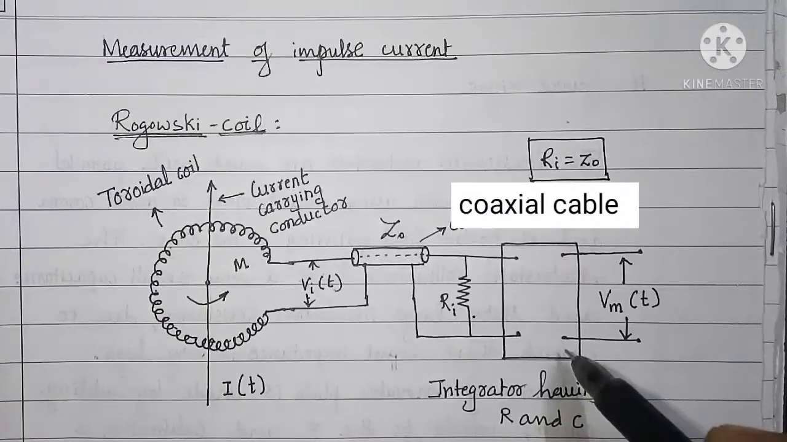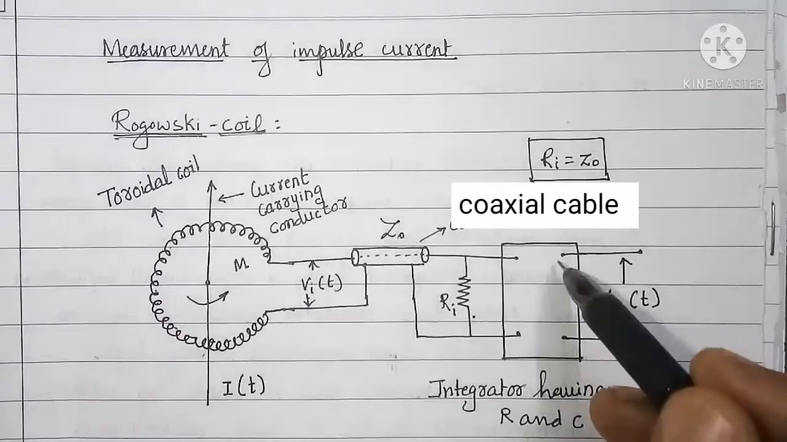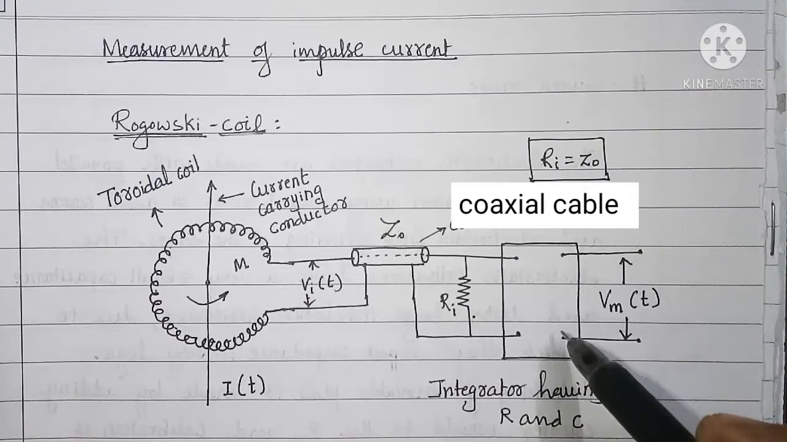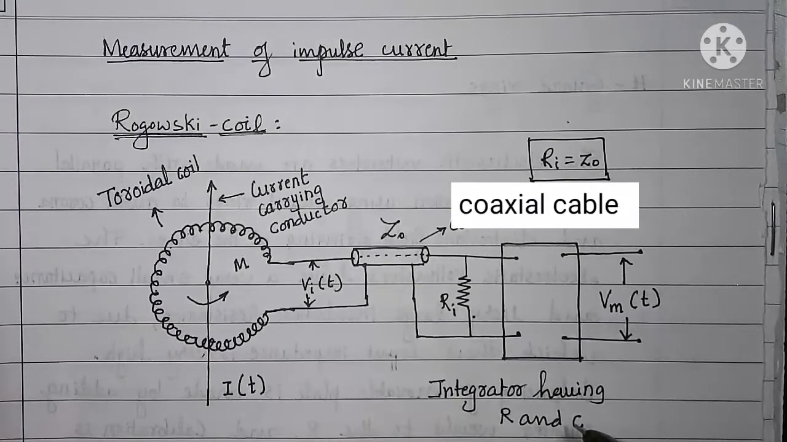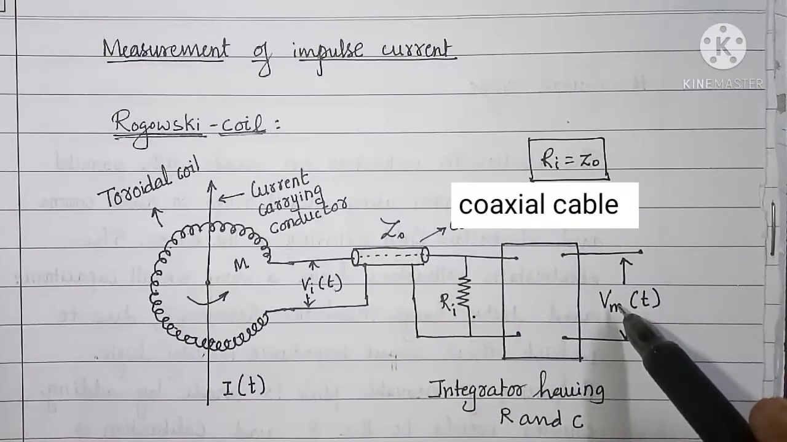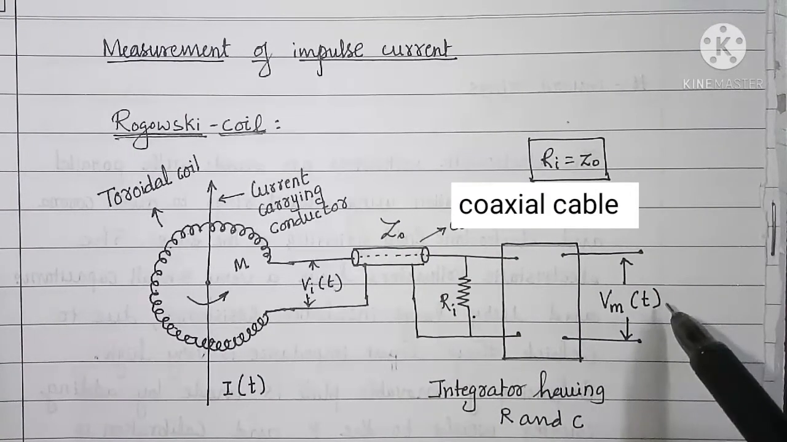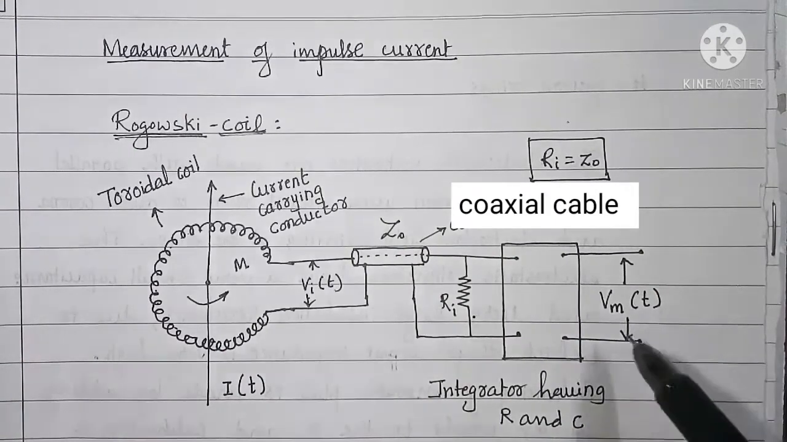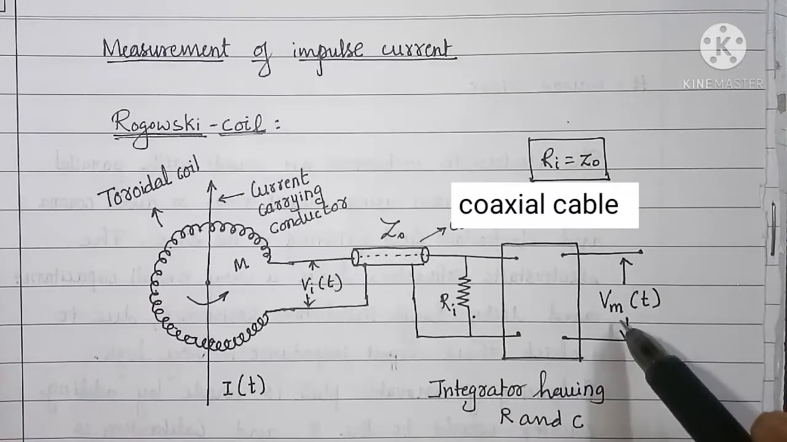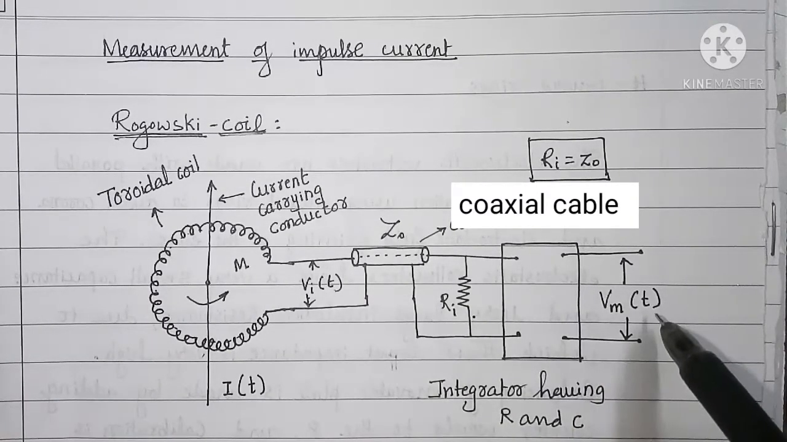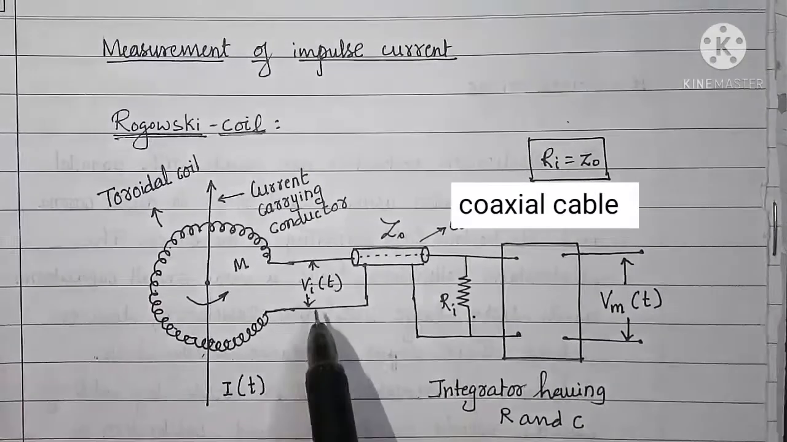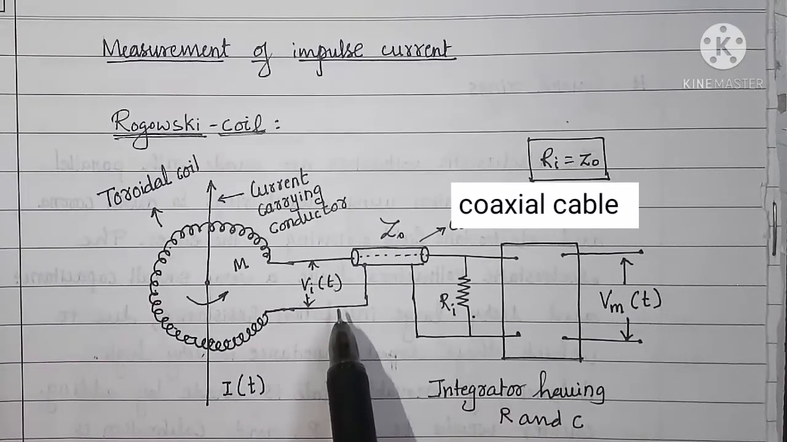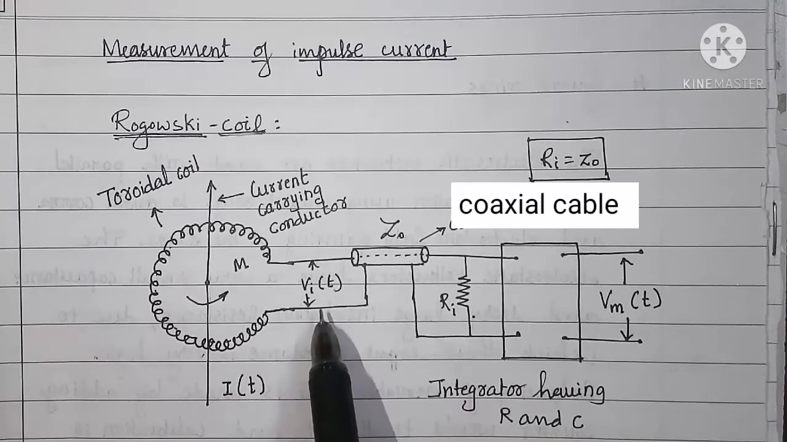The voltage across the integrator circuit having R and C components in it is measured by vacuum tube voltmeter, which is not shown here, and the voltage measured is denoted by Vm of t. That means Vm of t and Vi of t are time dependent values, or they are functions of the time.